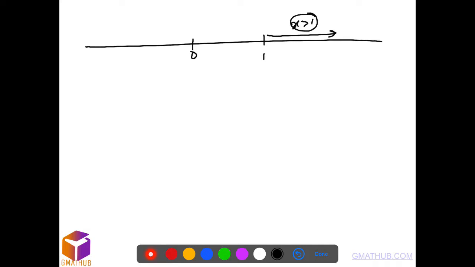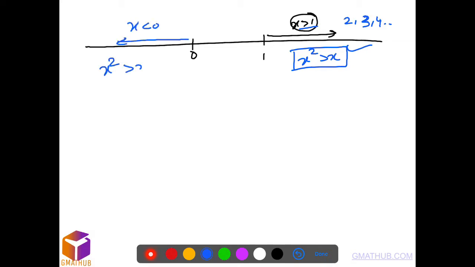Now when we are comparing exponents, we need to understand one thing. Let's say on this number line, x is somewhere in this area, x is more than 1. So for example, x is equal to 2, 3, 4, anything more than 1, x square will be more than x for sure. If x is negative, still x square will be more than x, because x square will be positive and x would be negative. Positive is bigger than negative.